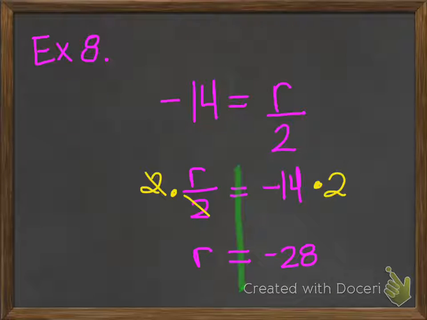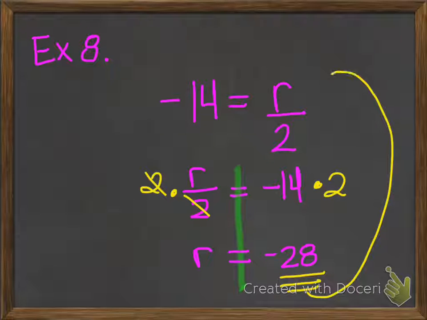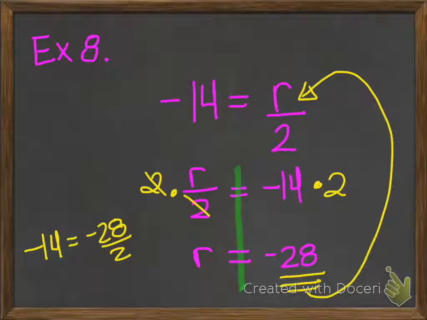Remember, if you're not sure if you did it correctly, take what you get and substitute the value back into the equation. I'm going to check. Does negative 14 end up equaling negative 28 divided by 2? Well, if I simplify that, negative 14 equals negative 28 divided by 2, and negative divided by a positive would give me a negative. So yes, it checks out. It does end up working.